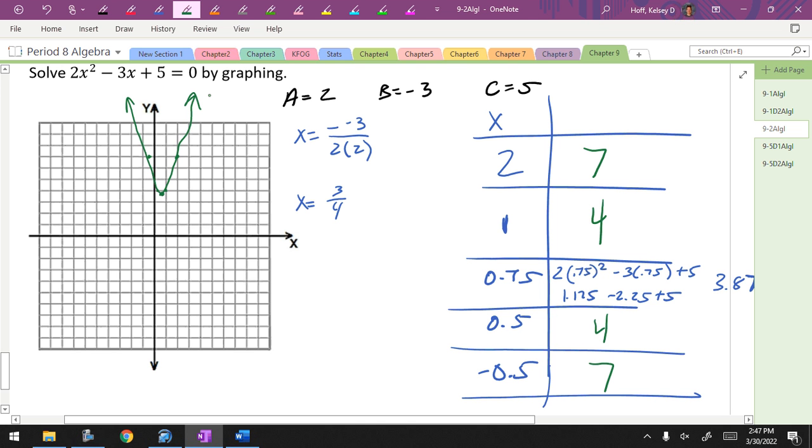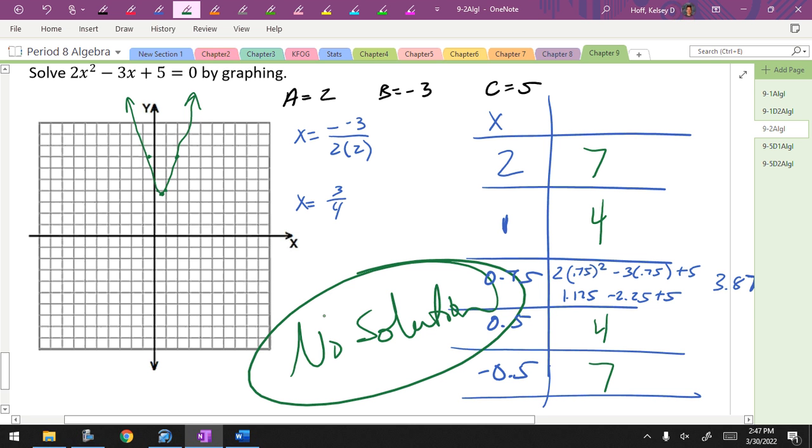Why do you panic? That's not right. It's not over the x-axis. So what's your answer? No solution. I probably could have just said that. It's not because they're decimals.